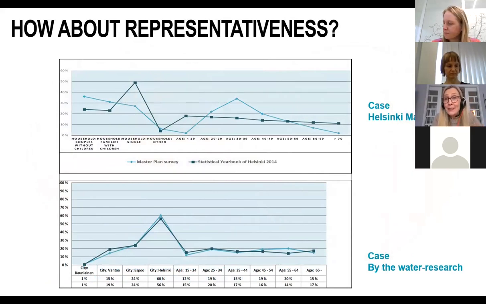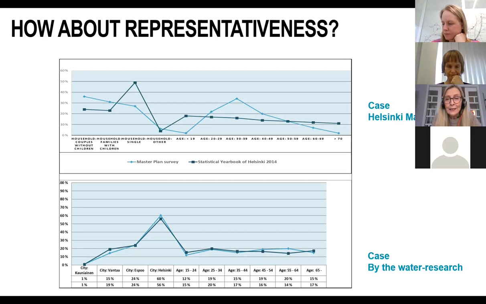How about representativeness then? If we are claiming that we might get more representative groups of people that would really represent different groups of inhabitants. Well, we have found that what level of representativeness you can reach in a project very much seems to depend on the way you organize your data collection.